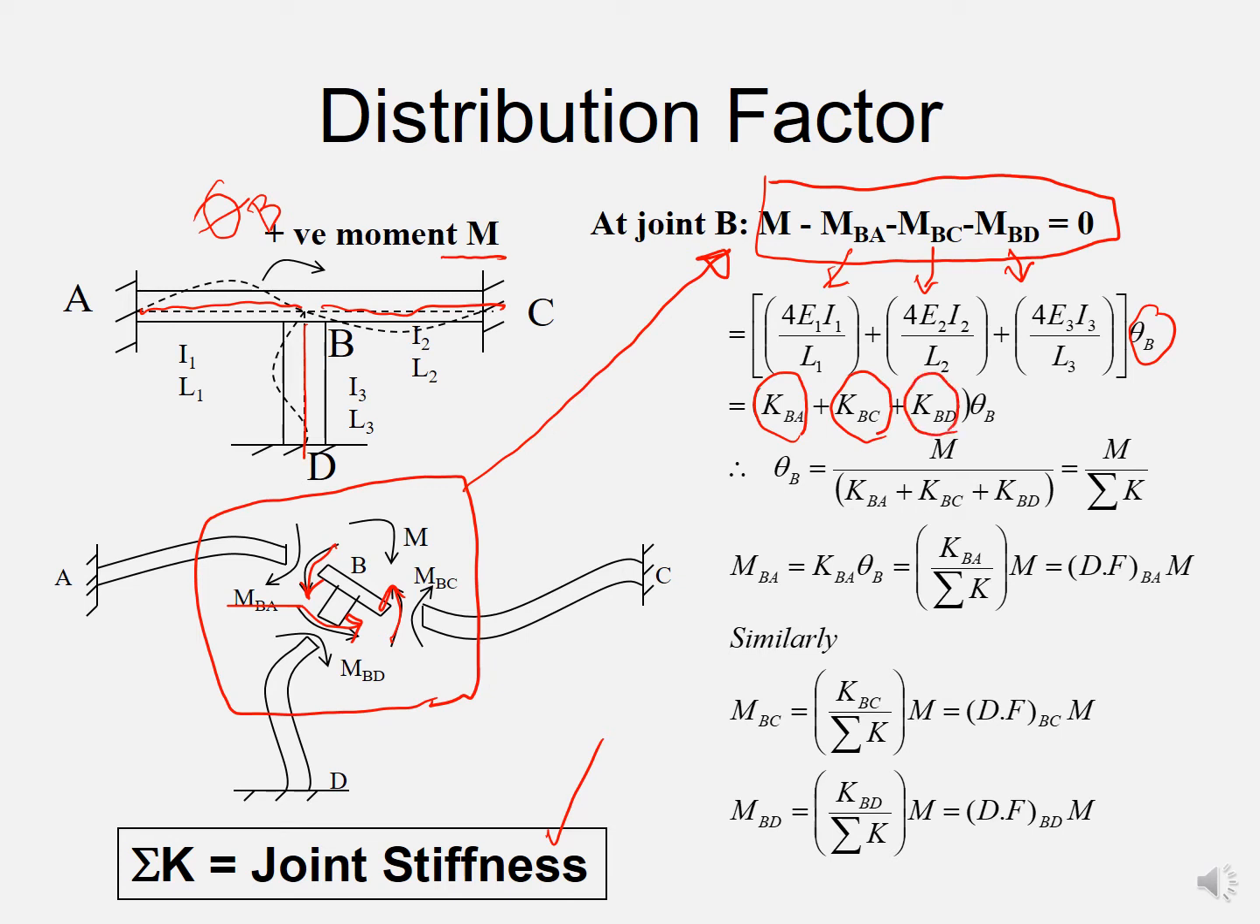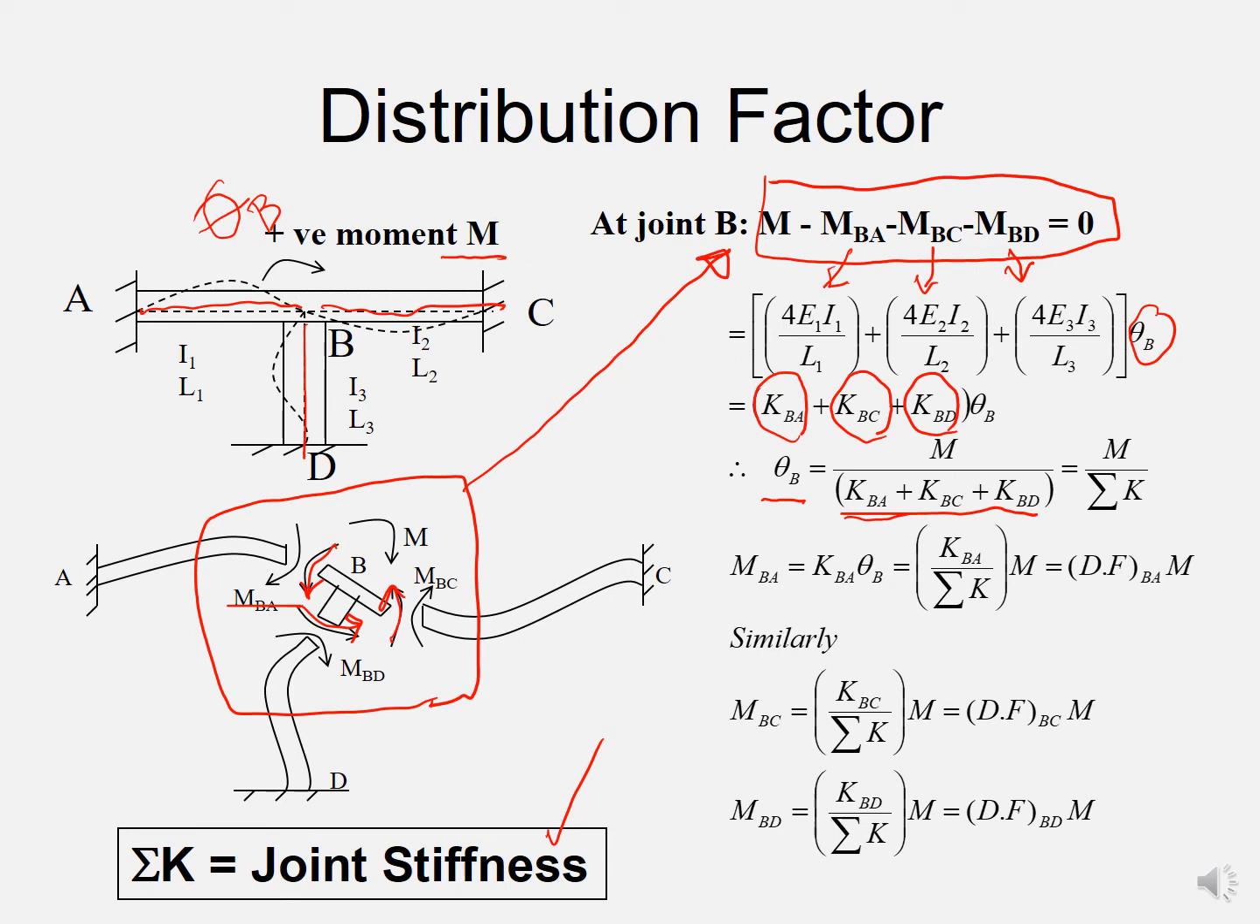And as we defined earlier, 4EI over L is simply the stiffness of each member, in this case KBA, KBC, and KBD, using the corresponding values for E, I, and L per member. The rotation theta B can be derived as M divided by the summation of the K, which is called the joint stiffness.